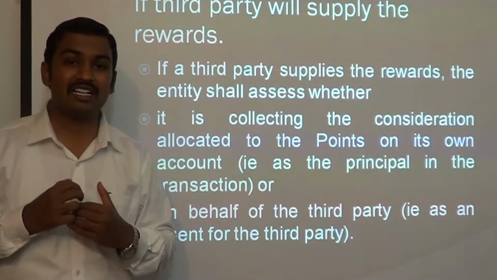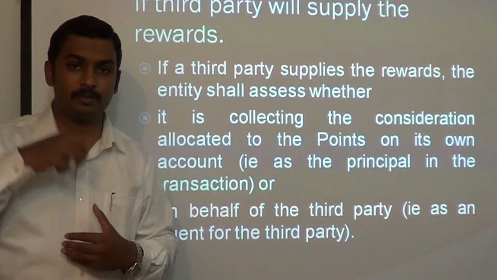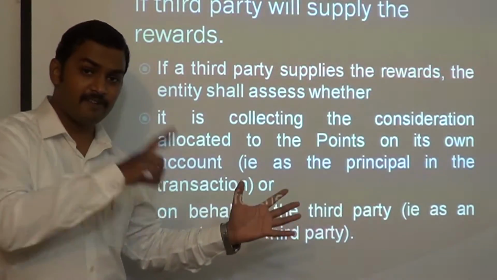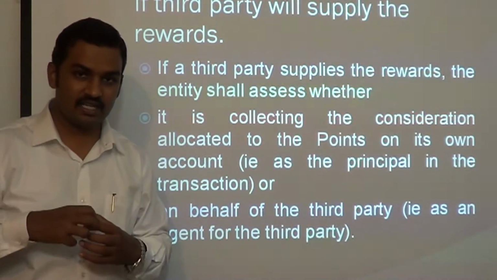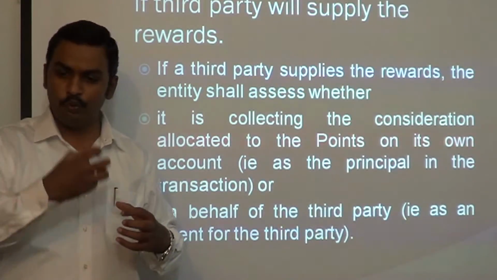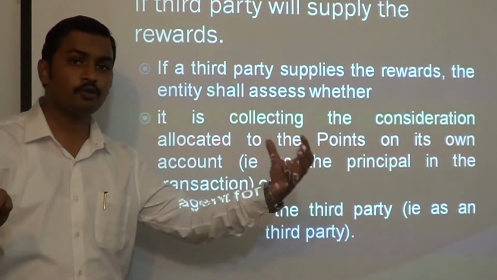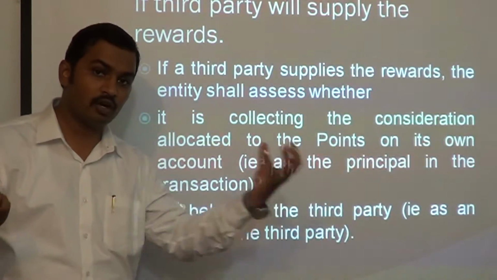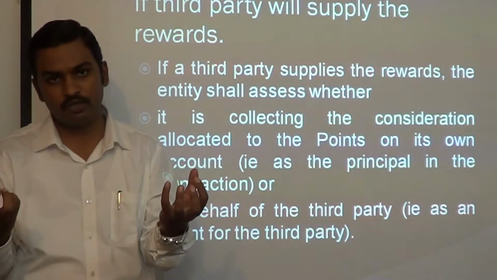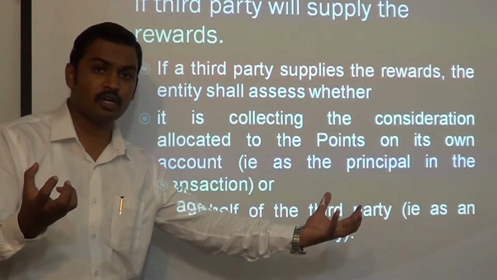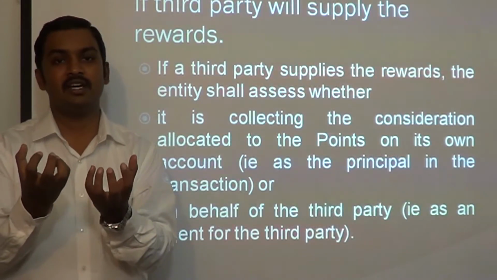But suppose you are not collecting it as an agent, you are collecting it as a principal. That means if the third party fails to provide the reward, you have the principal obligation to provide the rewards. In such cases, whatever you have collected, you will show as revenue, and whatever you have to pay to the third party to provide the rewards, you will book it as an expense in your books of account. That means you will show the gross amount as revenue, and the amount payable to the third party to provide the reward will be shown as an expense.